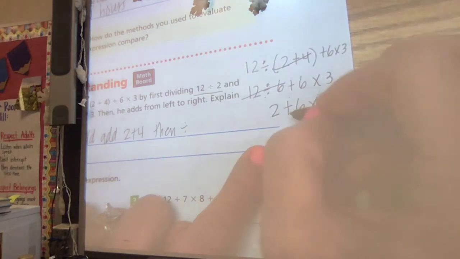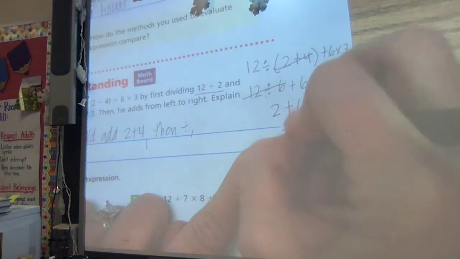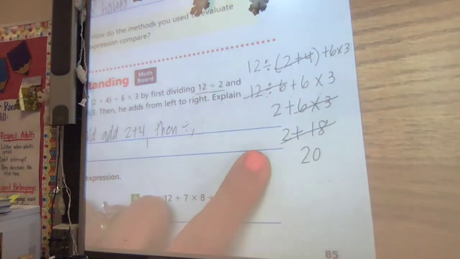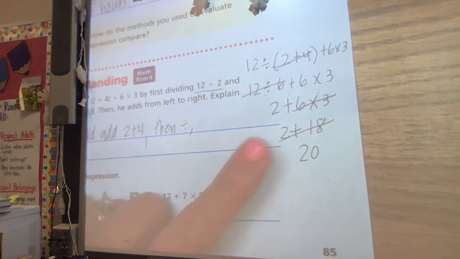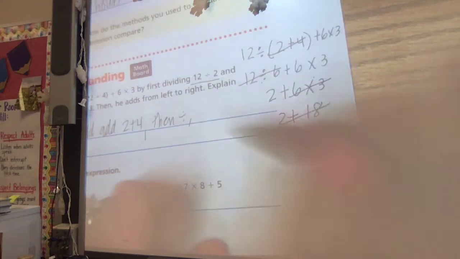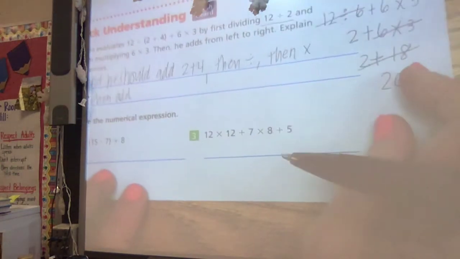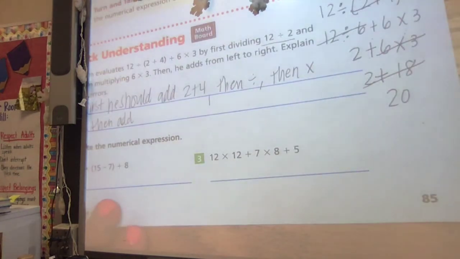Okay. Should I add next or multiply? We should multiply. 2 plus 6 times 3 is 18. And then that would give me the answer of 20. See how we did one part each time? It keeps it really neat and helps us to get our correct answer. So I'm writing kind of sloppy and quick, but he should have added, then divided, then multiplied, then added.